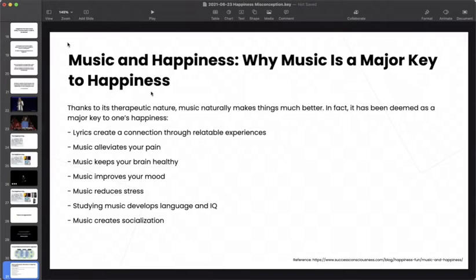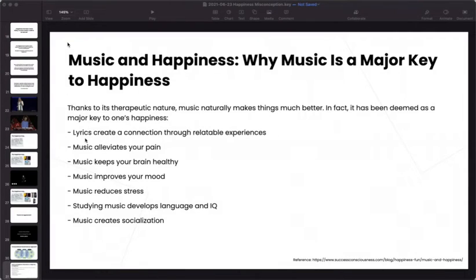But music is a major key to happiness. This is a study published here. I've got the reference, and when I send out the notes, I'll make sure that we put all the references for the different slides in there so people can go and have a look at it. So think about music in the context of being therapeutic and the way in which we feel about music that is really great in our lives.